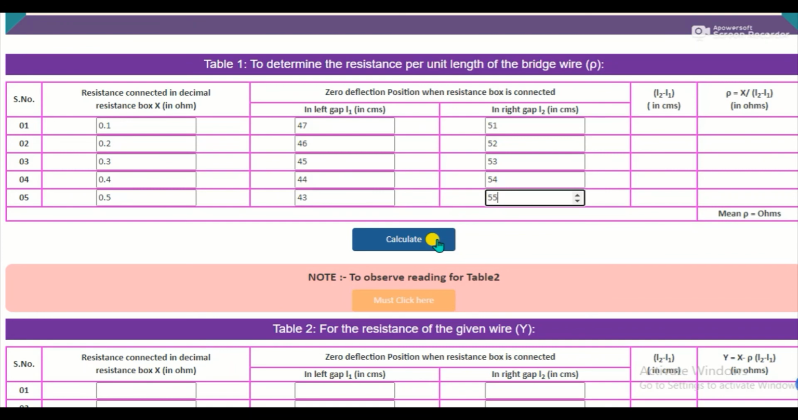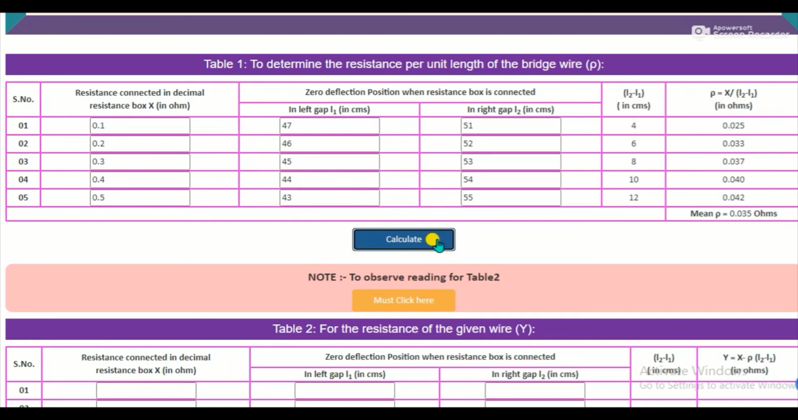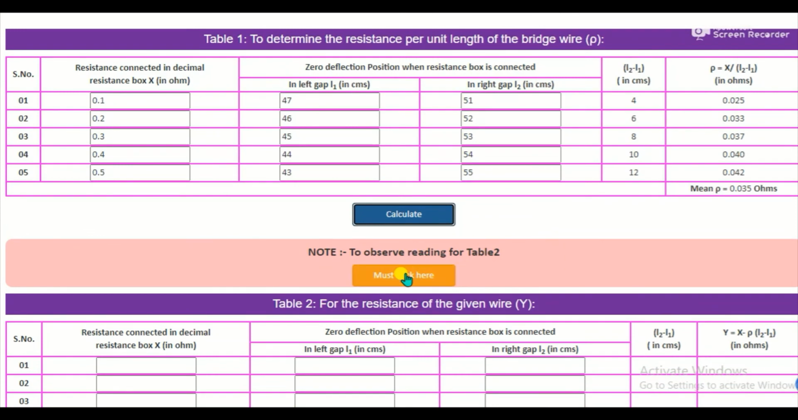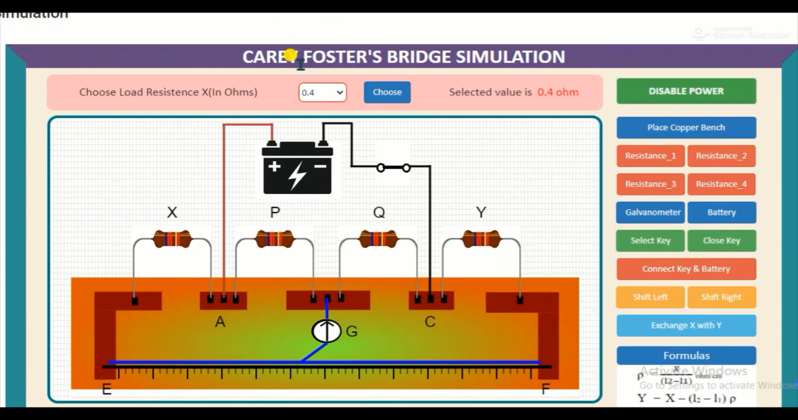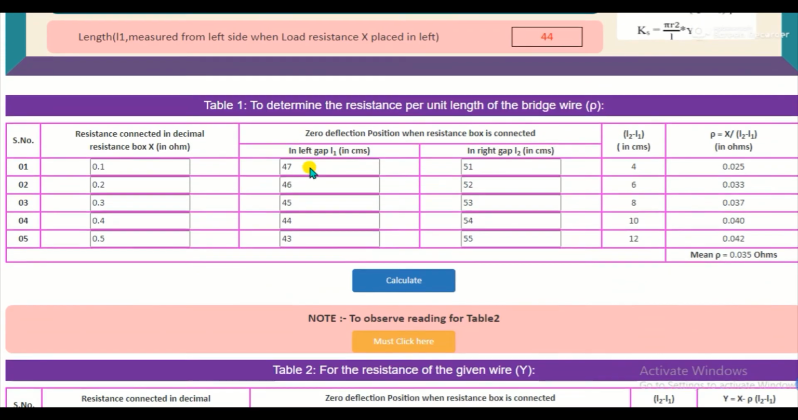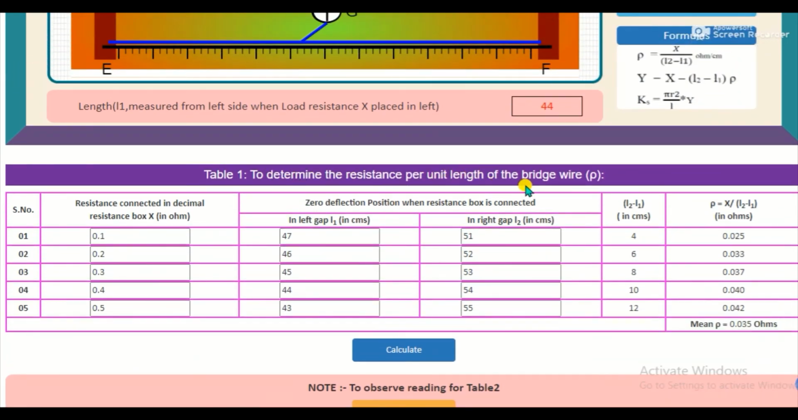Now let us calculate. I click on calculate and it has been done by itself. So the mean value of rho is now 0.035 ohms. Next we will have to click here, and the circuit will change somewhat. Till here we have completed part 1 of the experiment, which was to determine the resistance per unit length of the wire, which is rho over here.